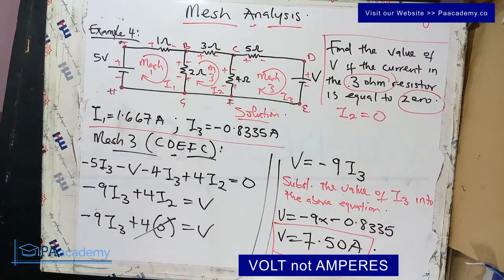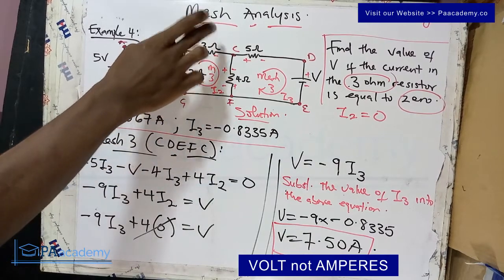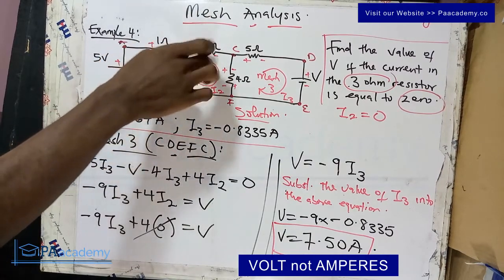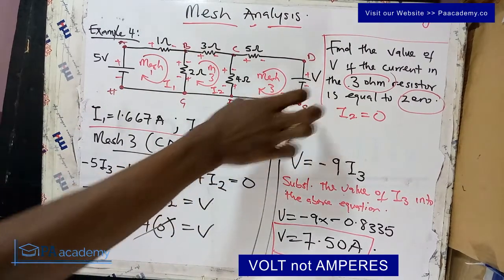We've just found the value of V, that is, when the current flowing through the 3 ohm resistor is 0. So this is the voltage that will be here.